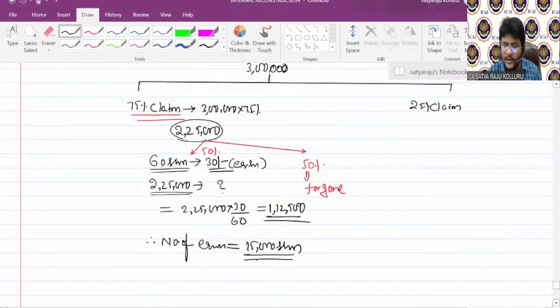For 2,25,000 claim, how much we need to give? That is, we need to give 1,12,500, in the form of 15,000 shares. What about the remaining 50% claims, right, sir? That is nothing but simply foregone.